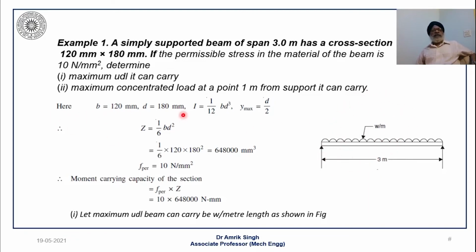So B is given, D is given, so I will be BD cube upon 12 and Y will be D by 2. So Z will be calculated. Z is so much, and design stress is given as 10 Newton per millimeter square or 10 megapascal. So moment carrying capacity is the design stress multiplied with Z. So we calculate this, and see what load it can carry.